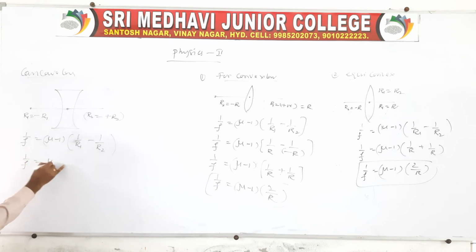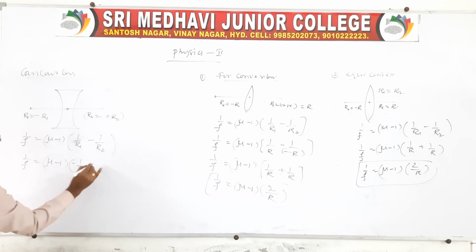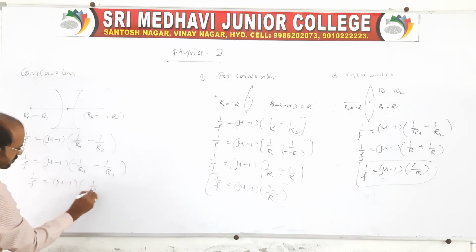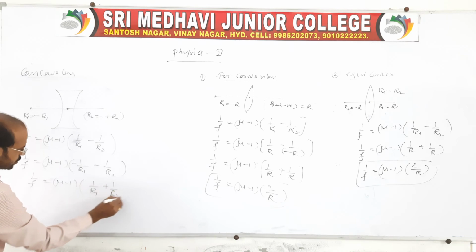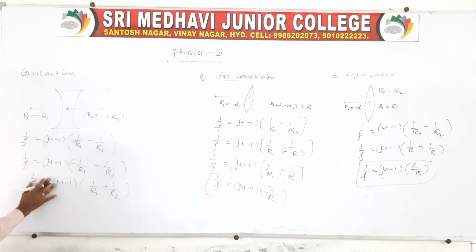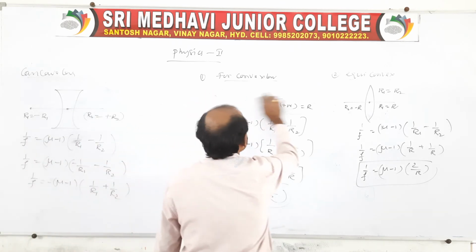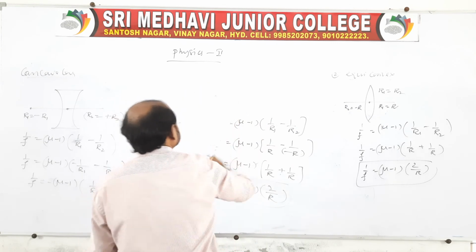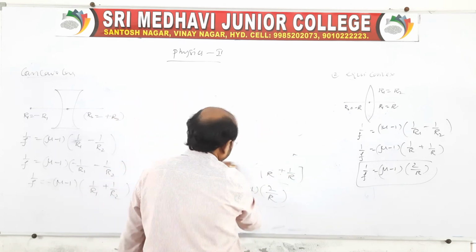1 by f is equal to mu minus 1 into 1 by R1, you say minus, and here minus 1 by R2. So 1 by f is equal to mu minus 1 into 1 by R1 plus 1 by R2. You want to write a minus outside, you take a common minus. This is given for unequal radius of curvatures. Suppose you take the next one, that is the equiconcave.